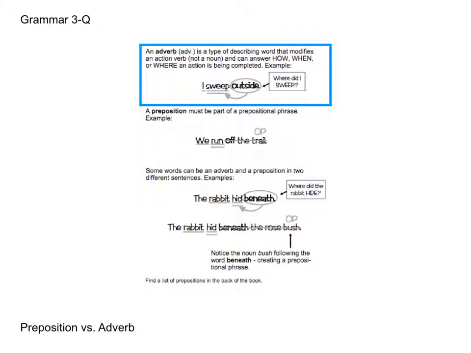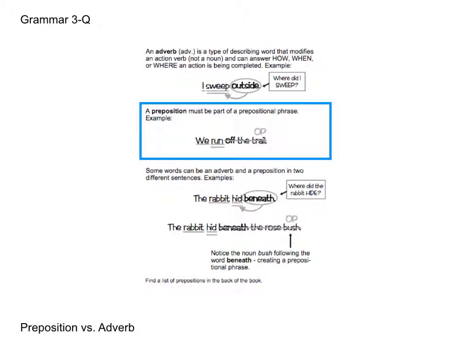For example, I sweep outside. Where is the action taking place? Outside. Therefore, it is describing the action of the verb. A preposition must be a part of a prepositional phrase. Here we have the example, we run off the trail. Off being the preposition used in the prepositional phrase, off the trail.